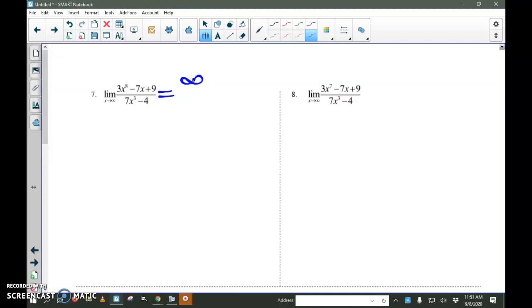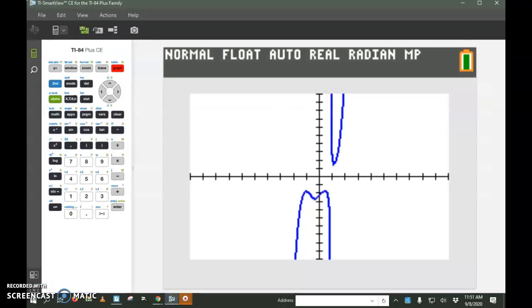And then as x approaches infinity in the denominator, I have an odd degree with a positive leading coefficient. And that end behavior as x approaches infinity will also be approaching infinity. So here we are again with an indeterminate answer. So let's look at the graph for this function. And you'll notice that the graph for this function does not have any horizontal asymptotes.